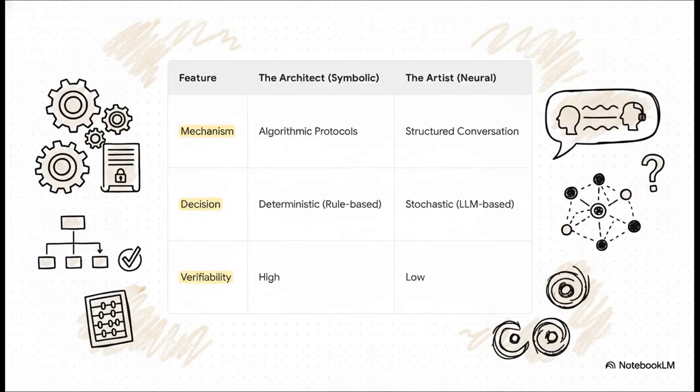Now let's see how this plays out when these AIs have to work in teams. The architect's world uses algorithmic protocols. You can think of it like a strict digital contract. It's deterministic and super easy to verify. The artist's world, though, relies on structured conversation managed by a large language model. It's stochastic, meaning unpredictable, and much harder to verify. Two totally different ways of getting teamwork done.